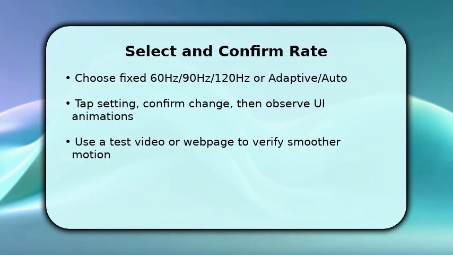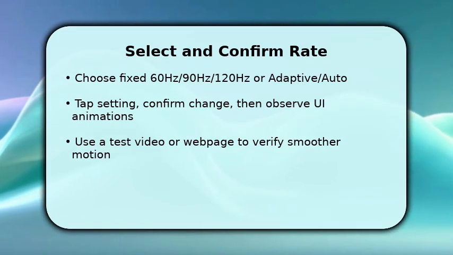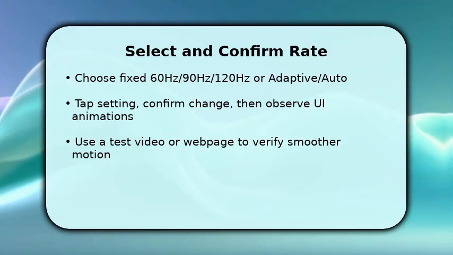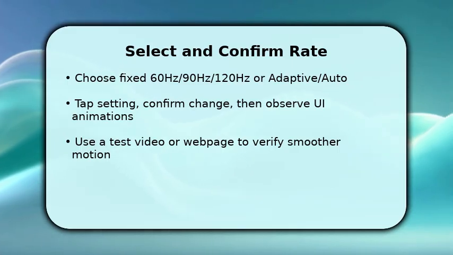You now select the target rate. Pick a fixed value like 60, 90, or 120 Hz, or choose Adaptive/Auto if available to let the system scale. Tap the option and accept any prompt. The display will switch instantly so you can see the difference.